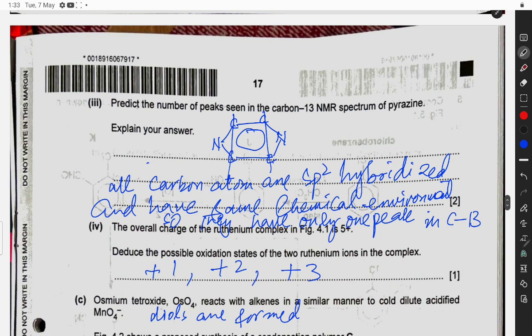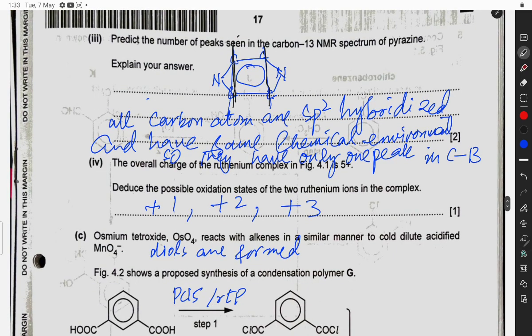The next part is: predict the number of peaks seen in the carbon 13 NMR spectrum of pyrazine. You know that this is carbon, with the same environment as this one and the same environment as this one, so that's why we have only one peak in the carbon 13 NMR spectrum of pyrazine, because all carbon atoms have the same chemical environment and are sp2 hybridized.